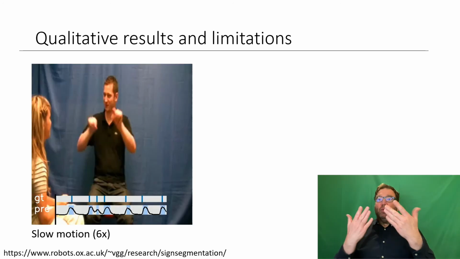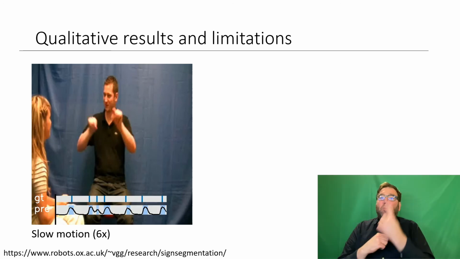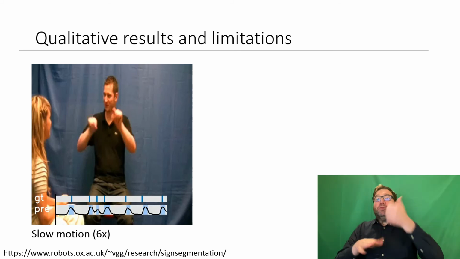Here you can see some qualitative results. The video is slowed down by a factor of 6. On the bottom we show the ground truth and the predictions of our model.